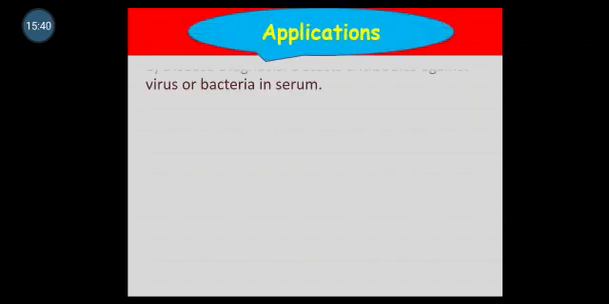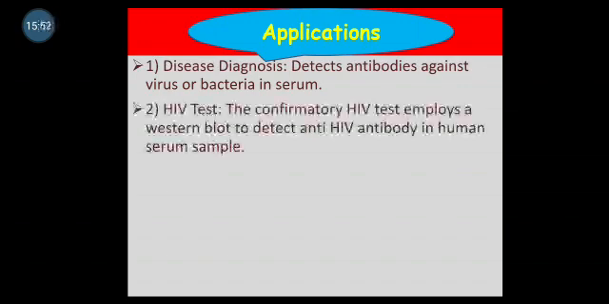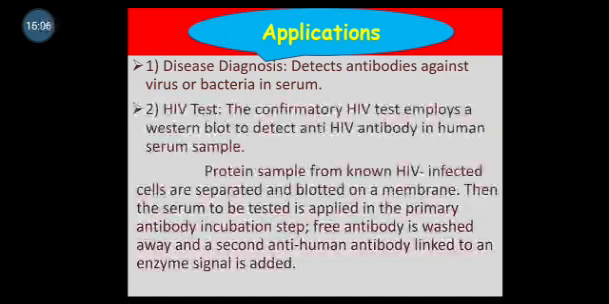As far as applications of this Western blotting technique are concerned, the most important application is in disease diagnosis. It detects antibodies against virus or bacteria in the given serum. Another important application is the HIV test. The confirmatory HIV test employs a Western blot to detect anti-HIV antibody in a human serum sample.